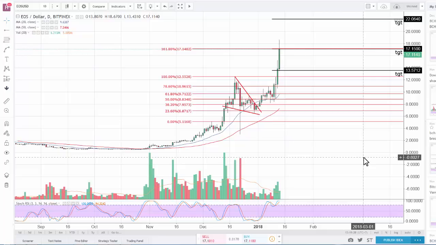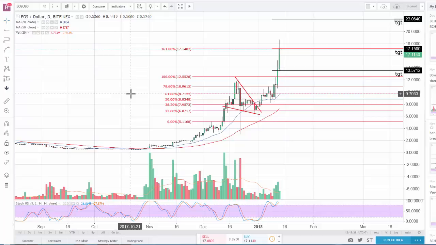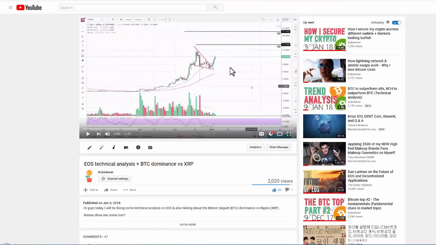the hotel room now, so I'm going to do a quick update here on the chart for EOS. This is EOS versus the US dollar, and these are the one-day candles. This is going to be an update from my last video on EOS. I remember I gave two targets. This is my last video for EOS Technical Analysis.